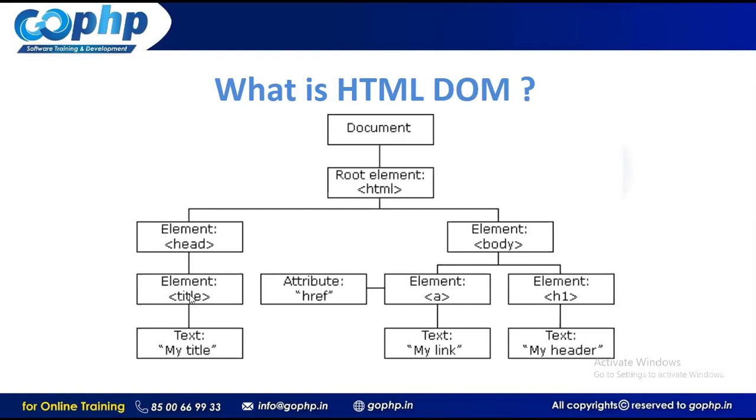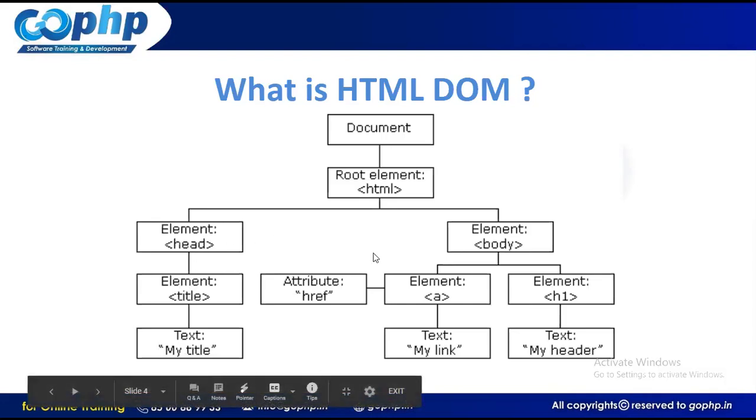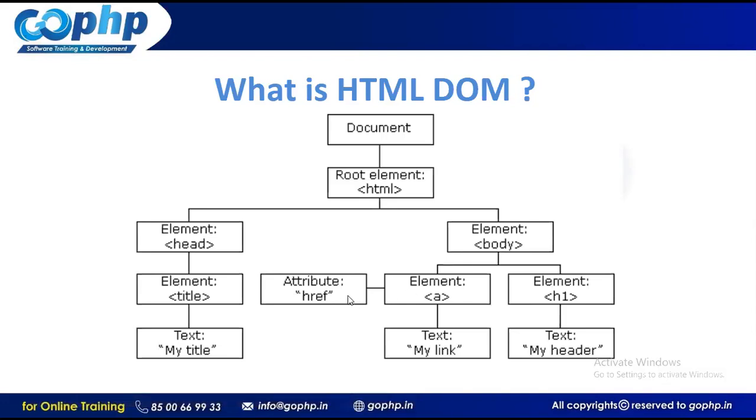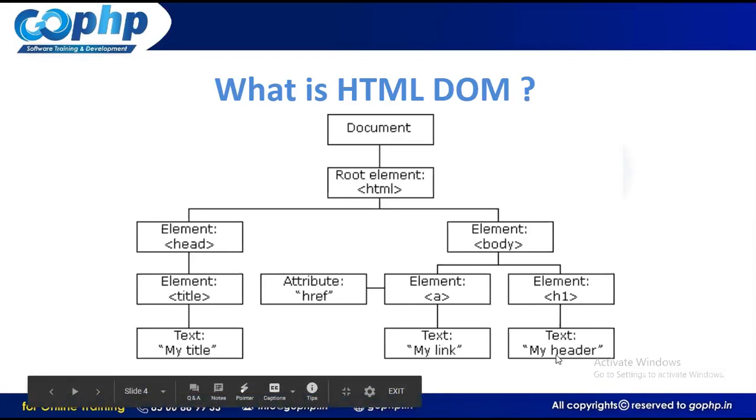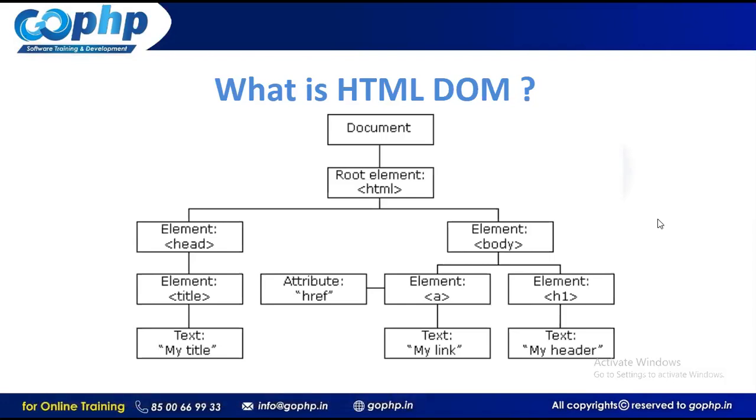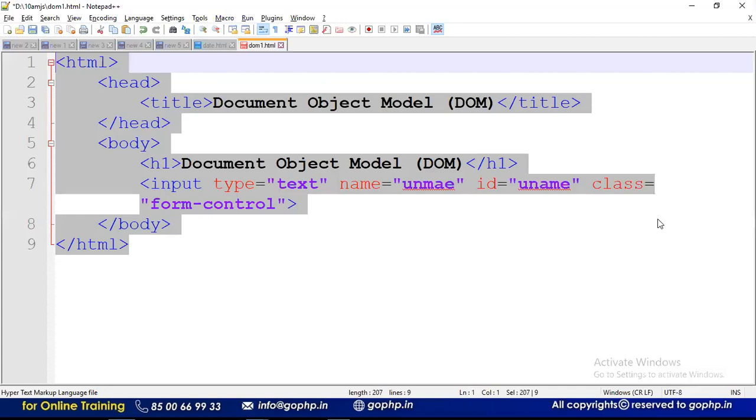The head section contains the title, and the text contains my title. If you come to the right side, there is an element called body containing some elements: anchor tag, h1 tag, and the anchor tag having href as an attribute. Href is an attribute, and the text is mailing and the text header. What exactly we are saying, this is the document. Simply said, blindly remember one point: for every element in a document, we don't know how many elements there are, but for every element, who is the father? Document is the father.